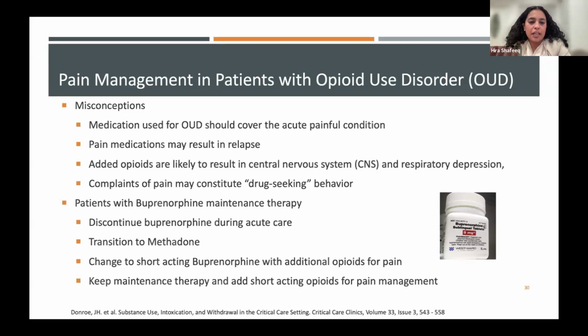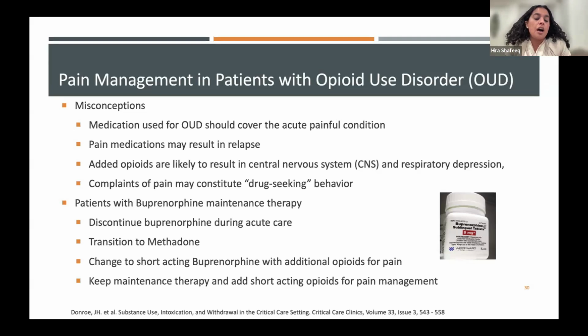Another misconception is that pain medications may result in relapse. It is always a concern, but one thing I try to remind my providers is that untreated pain is really more likely to cause a relapse, right? Untreated pain that leads to chronic pain is always more of a problem than anything else. Another misconception is that adding opioids would likely result in CNS or respiratory depression, which is also not true. You can actually give them both an agonist and an antagonist or partial agonist.